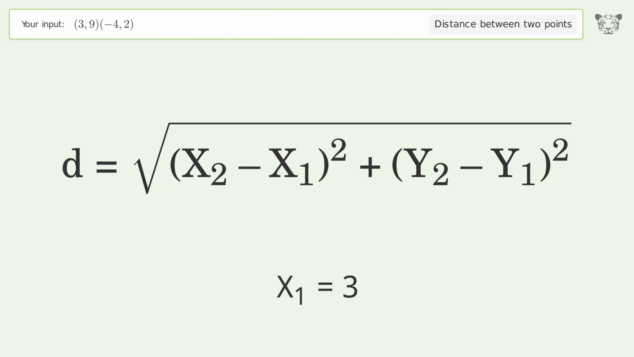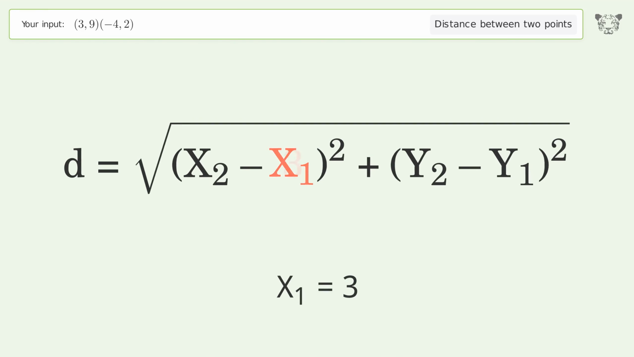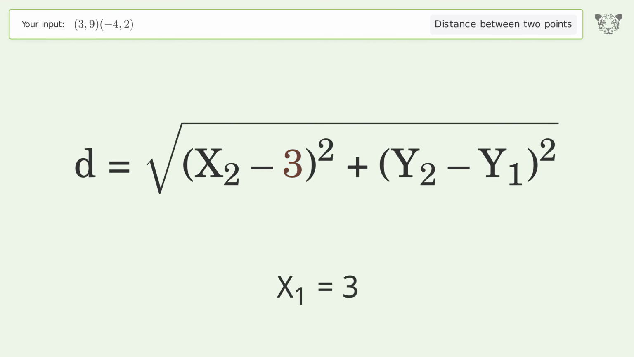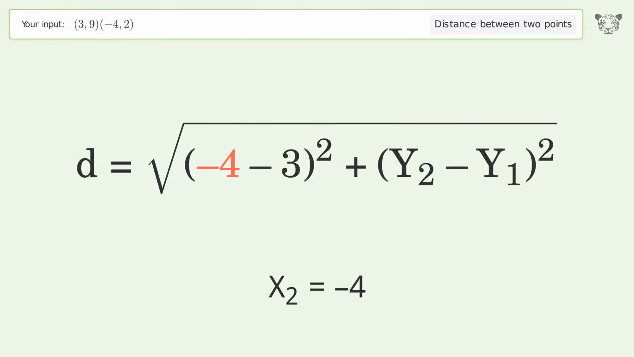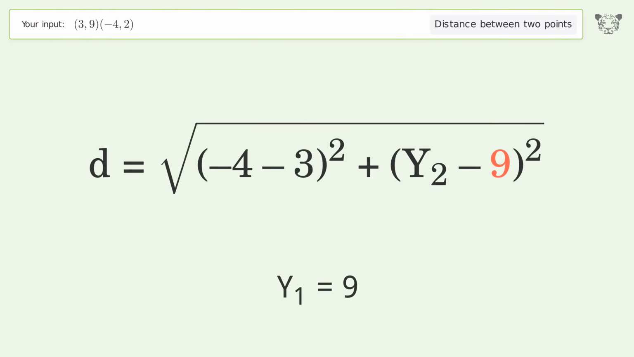x1 equals 3. x2 equals -4. y1 equals 9. y2 equals 2.